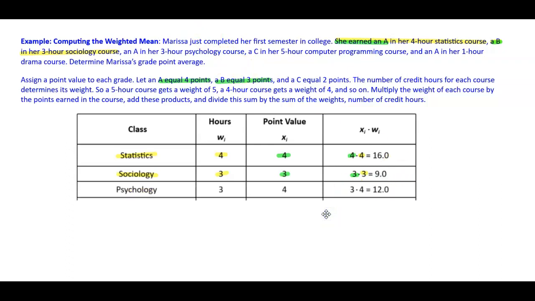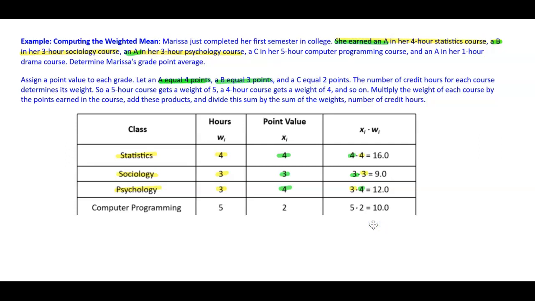The next course is psychology, and she earned an A in her 3-hour psychology course. So psychology is weighted at 3 hours. She earned an A in this course, so we know the A represents 4 points. We take the hours, which is 3, and multiply it by the point value, which is 4. So 3 times 4 gives us 12.